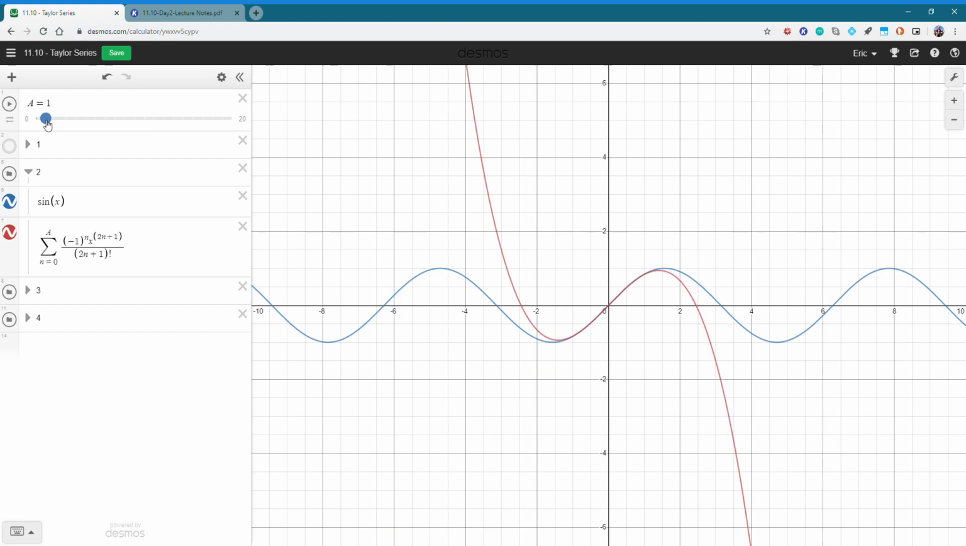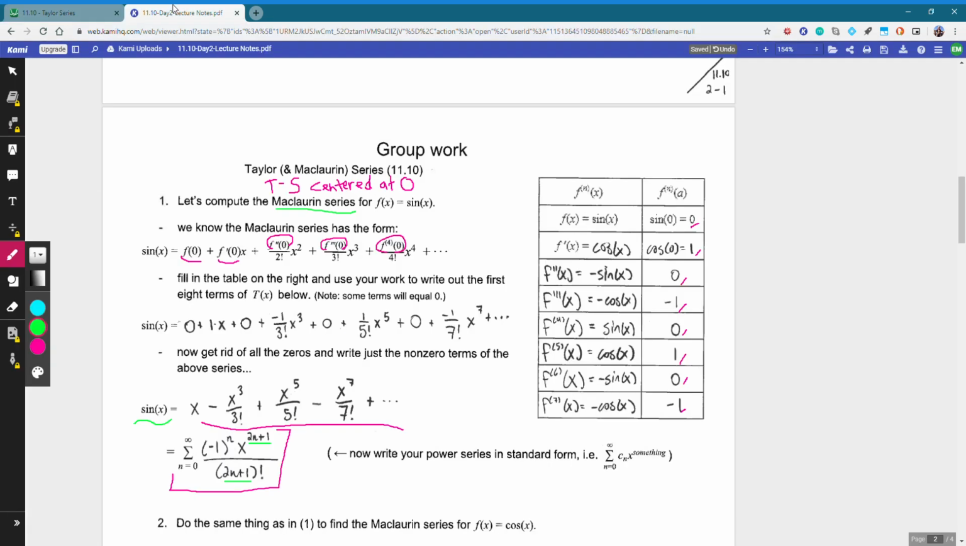And in fact, the power series for sine of x does equal sine of x for every x. There's no finite radius of convergence. It converges everywhere. All right, switching back to our PDF over here. So there's the story for sine of x.